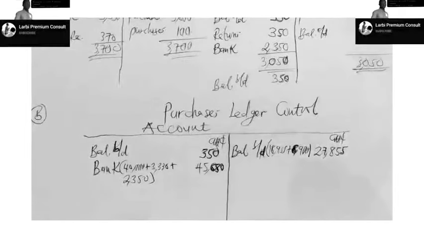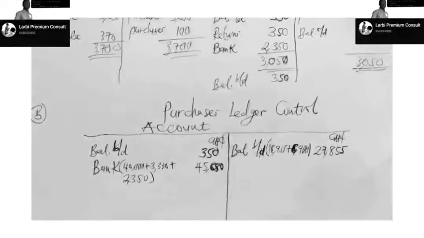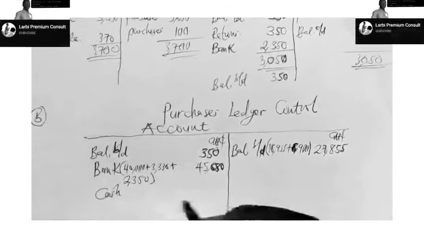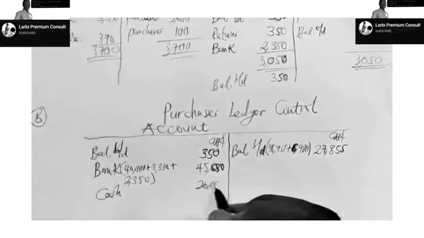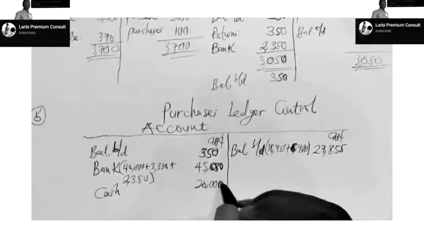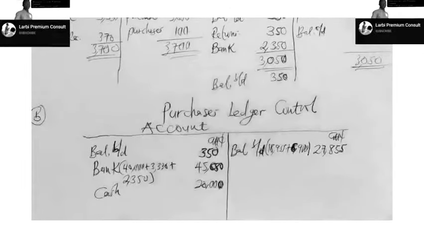Okay. So once we are done with the bank, then we come to cash. We also paid cash of 420. So the cash was just once. So I record 20,000 that we paid to Marfo. When you check Marfo's account, you see a cash of 20,000 over there. So I'm going to record it in the purchase ledger.